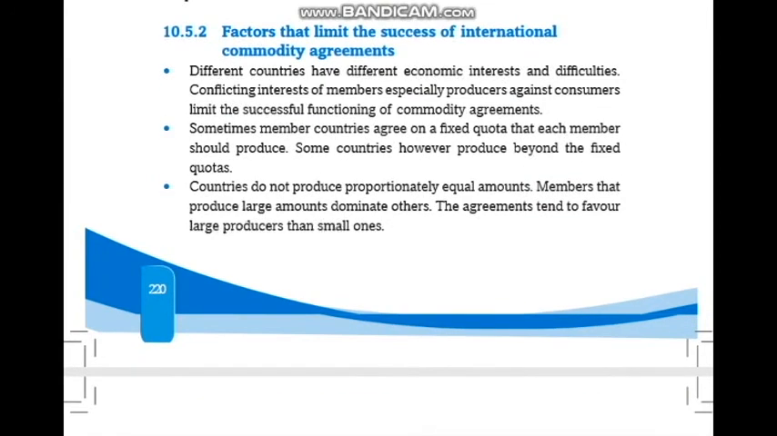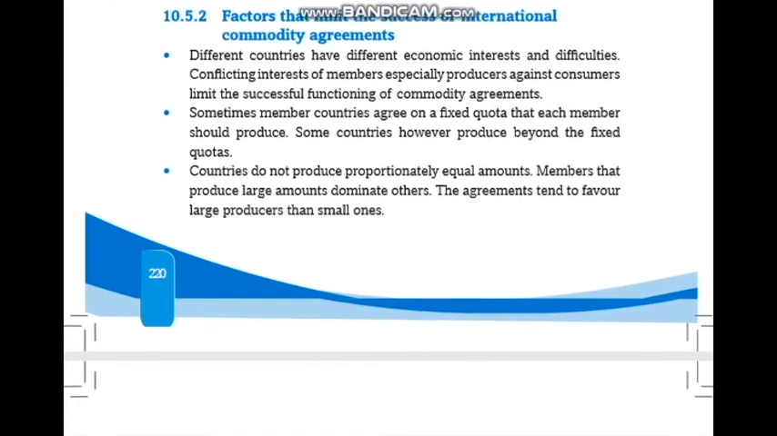What are the factors that limit the success of international commodity agreements? It is like limitations, or like barriers. Different countries have different economic interests and difficulties. Conflicting interests of members, especially producers against consumers, limit the successful functioning of commodity agreements.